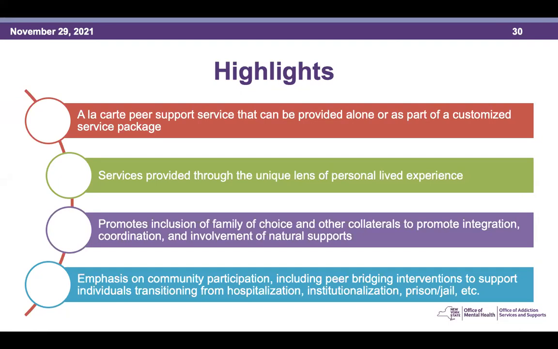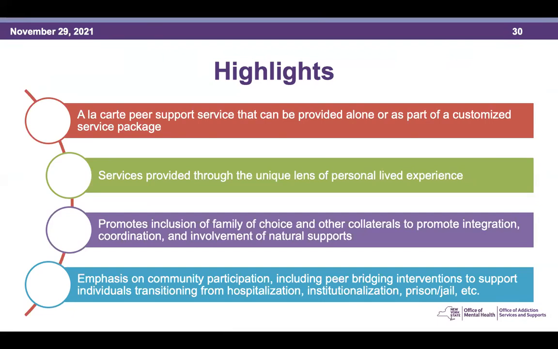Peer support promotes the inclusion of the family of choice and other collaterals to promote integration, coordination, and involvement of natural supports. So I mentioned earlier that you can now bill for time spent talking to identified family of choice or collaterals. That would include other service providers if the individual has identified them as important to their recovery and achieving that goal. And we really want to see peer specialists better integrated into our system and able to work collaboratively with, say, housing providers or clinic clinicians to support people in achieving their goals.